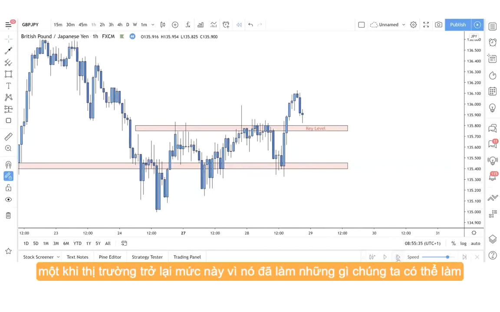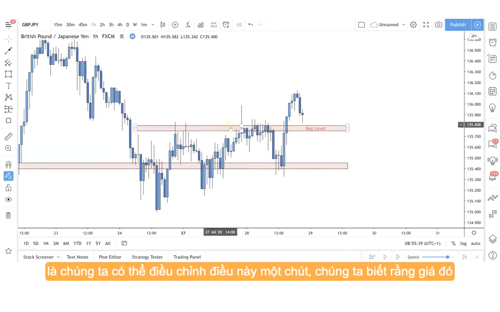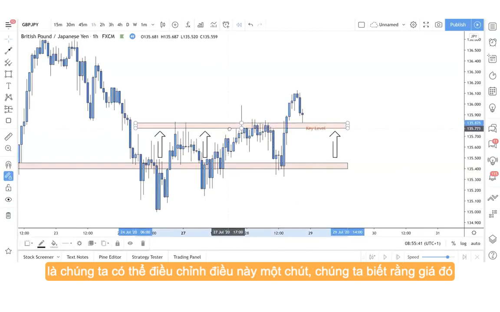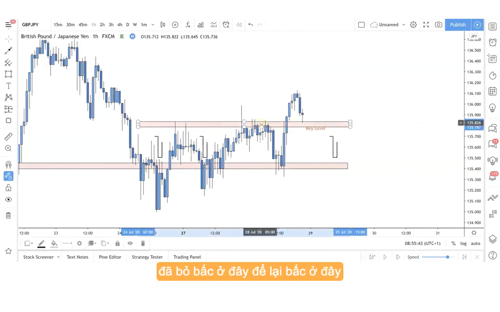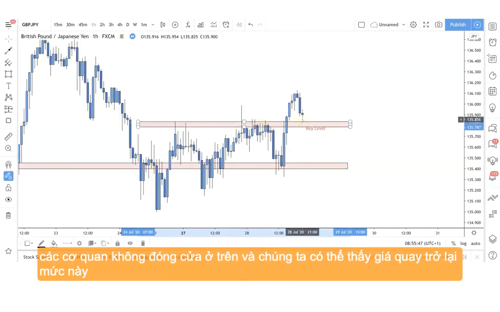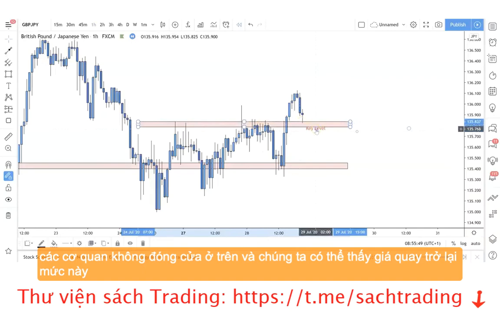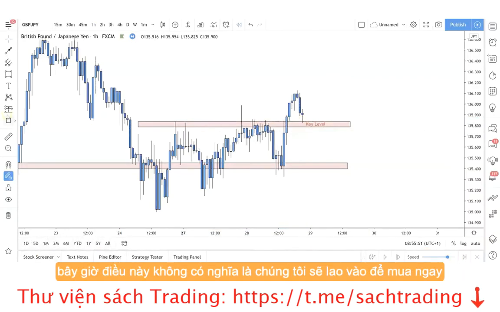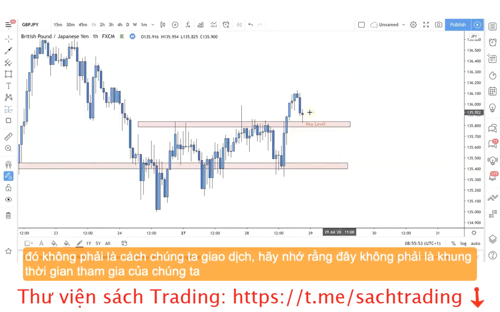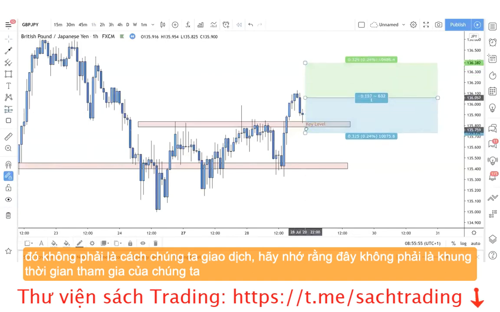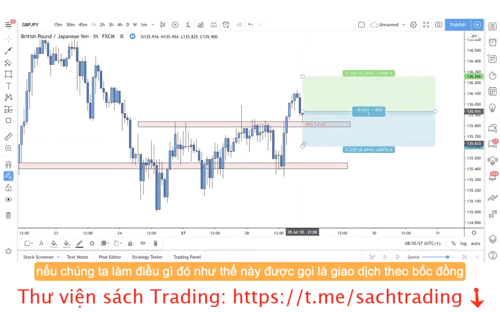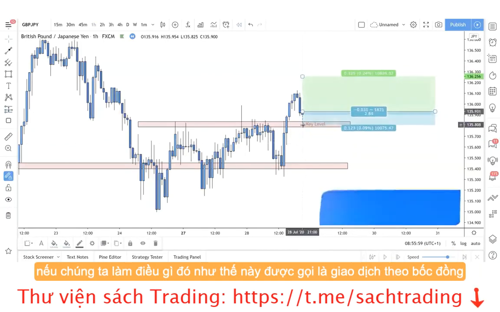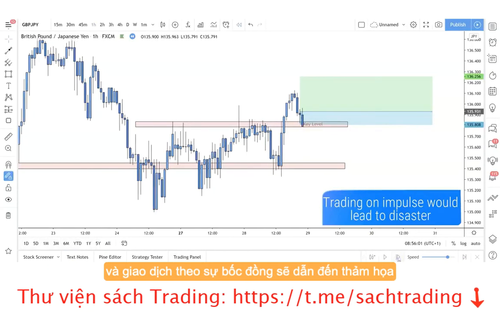Once the market gets back to this level, as it has done, we can adjust this slightly. We know that price has been leaving wicks behind here, leaving wicks behind here. Bodies are not closing above, and we can see price come back to this level. Now this does not mean we're going to rush in to take a buying position. That's not how we trade. Remember, this is not our entry time frame. If we do something like this, this is called trading on impulse. And trading on impulse will lead to disaster.